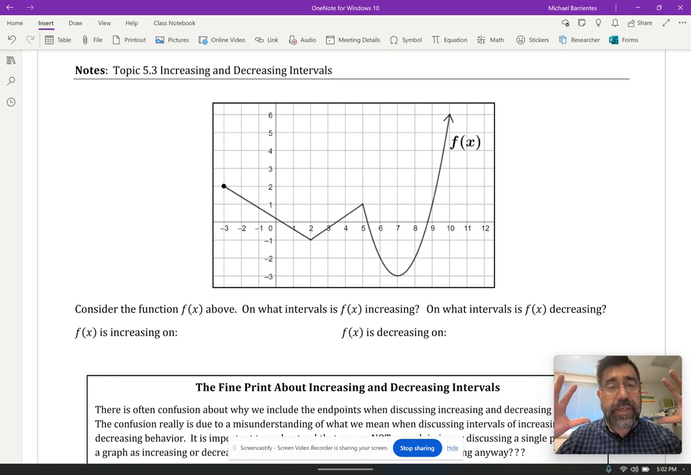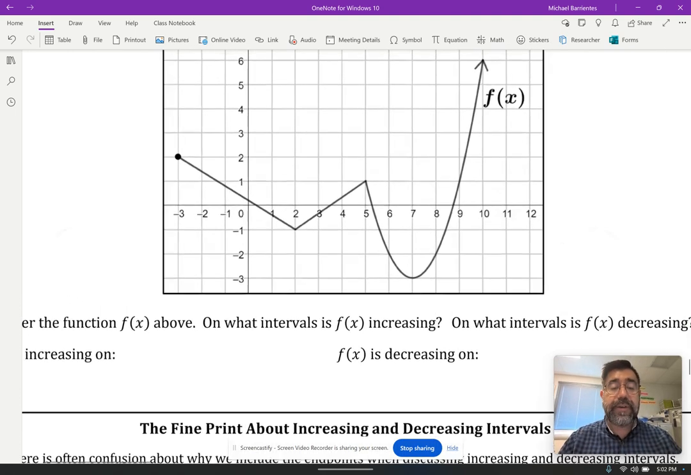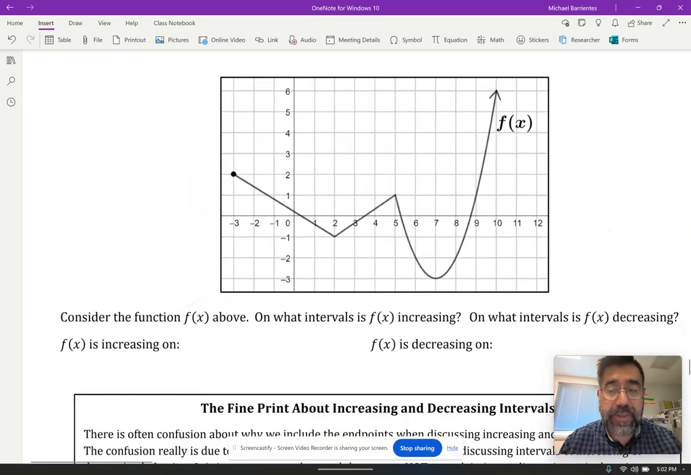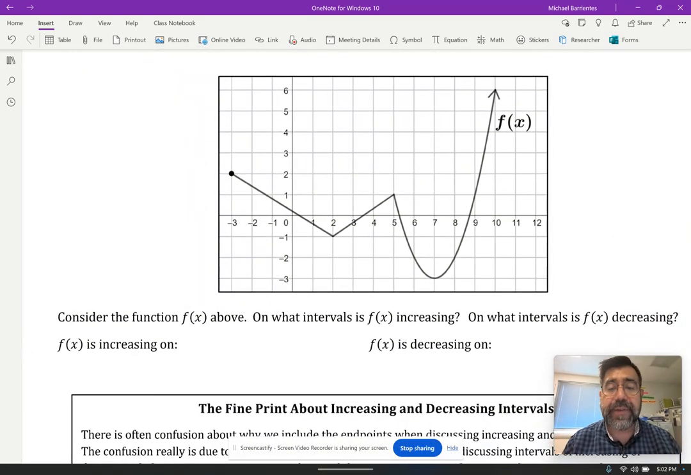So the purpose of 5.3 and in conjunction 5.4 is to analyze when do we know if a function is increasing or decreasing, and knowing that, can we make some conclusions about the special points on the graph? And so we're going to look at this graph here, and we're going to ask the question. Here's a graph of f of x. On what intervals is the function increasing? And on what intervals is the function decreasing?